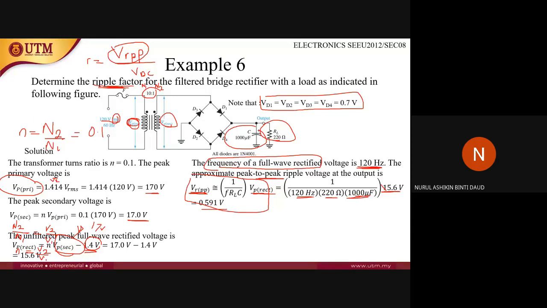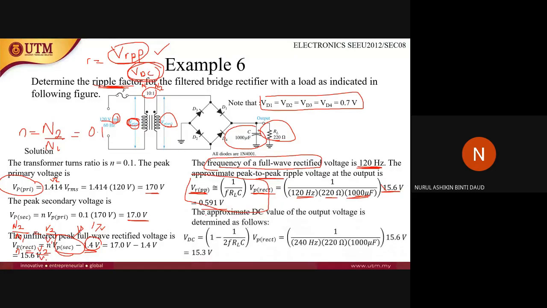So you already know this value. You need to find another value, which is the DC voltage value. The approximate DC value of the output voltage is determined as follows. VDC is equal to, this is also a formula you have to memorize, 1 minus 1 over 2 FRLC, where F is the frequency, R is the resistance value, C is the capacitance value, times the V rectified value that you found just now. So you will get the answer 15.3.